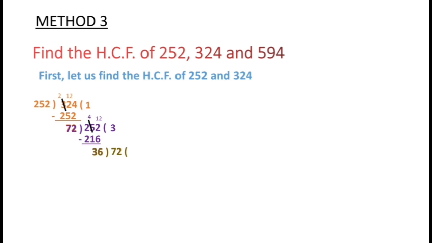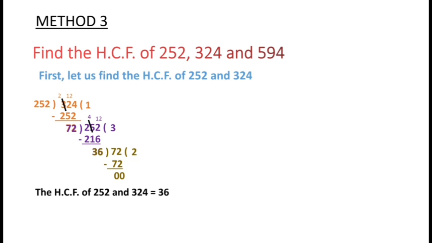The division process will be continuous. Now in 36, do we get 72? Yes, 36 2s are 72. Now the remainder is 0. Now what is the HCF of 252 and 324? The last divisor. What is the last divisor we got? 36. The HCF of 252 and 324 is 36.